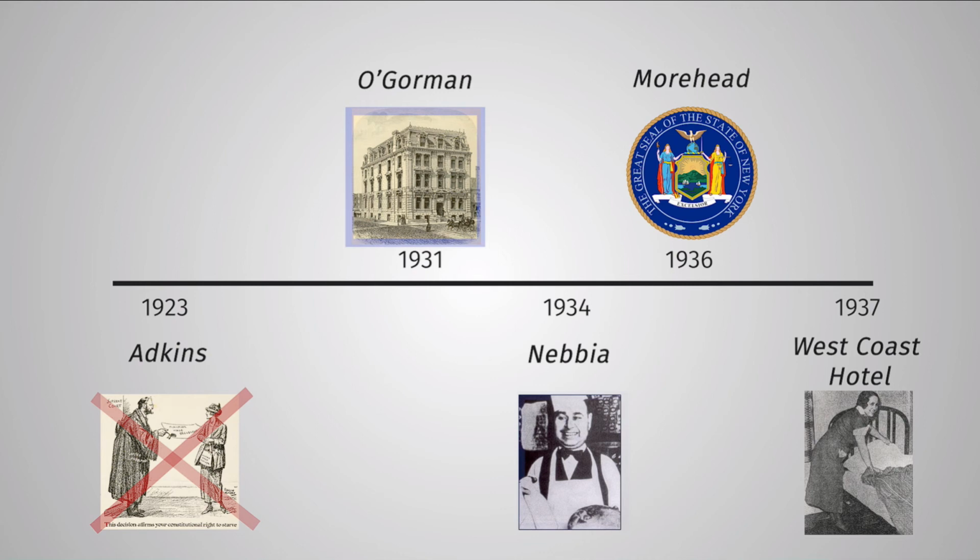So, West Coast Hotel was a byproduct of Herbert Hoover appointing progressive justices in 1931. It had nothing to do with President Roosevelt's partisan tactics in 1937. So, West Coast Hotel marked the commencement of what is sometimes called the Constitutional Revolution of 1937.